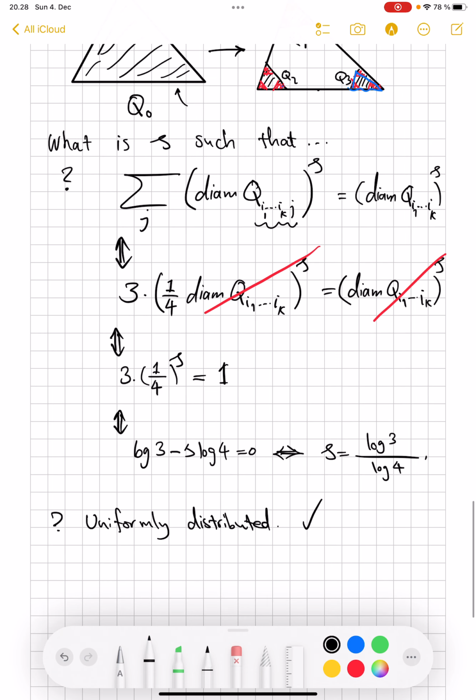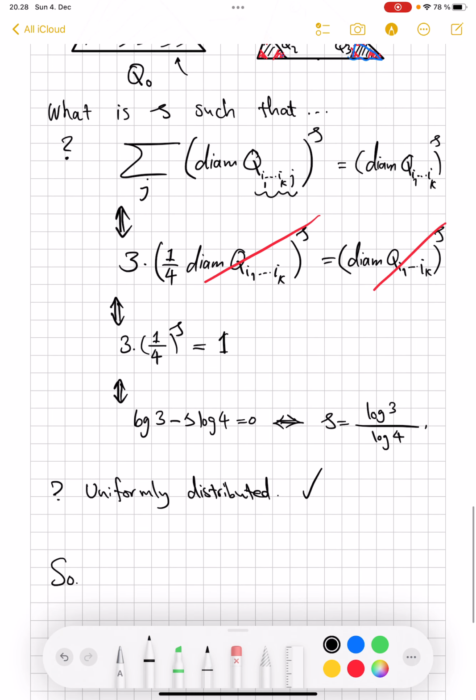So because of these conditions, the theorem tells us, guarantees us, that the Hausdorff dimension of C is log 3 over log 4. Okay.